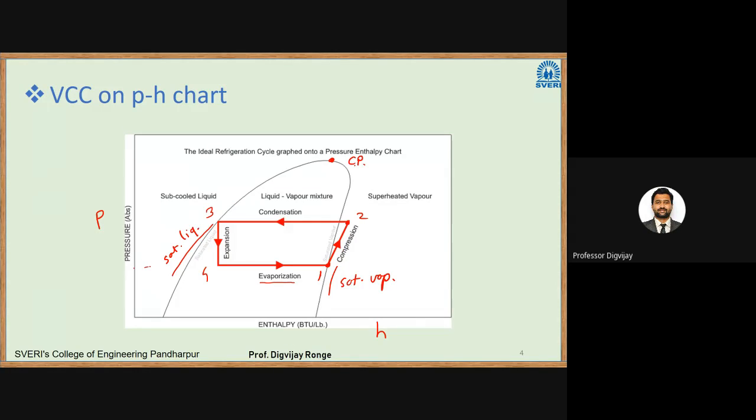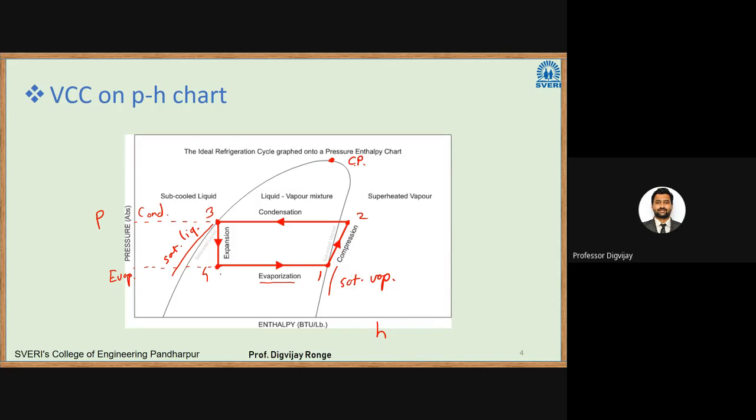You see there are two pressures we are dealing with. The lower is the evaporator pressure, and the higher one is the condenser pressure. At 3, the heat is rejected and the vapor is converted into liquid. Why is it liquid? Because it is lying on the saturated liquid curve. From 3 to 4, it passes through the expansion valve, where constant enthalpy expansion takes place.